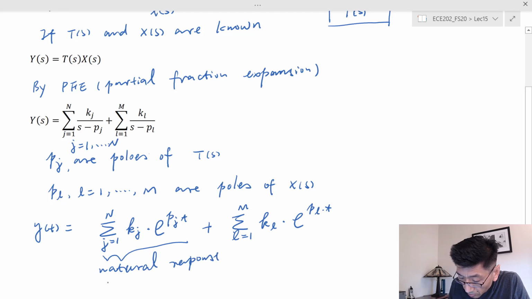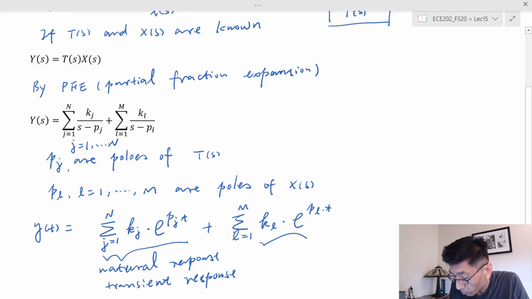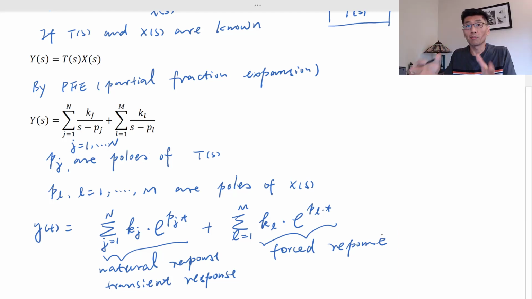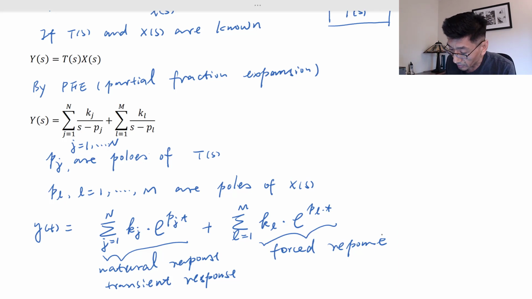We also know this as the transient response. And this other part is what we call the forced response, because this response here is due to the input, right? The force we applied to the system. So that's the forced response, and we also call it the steady state response.